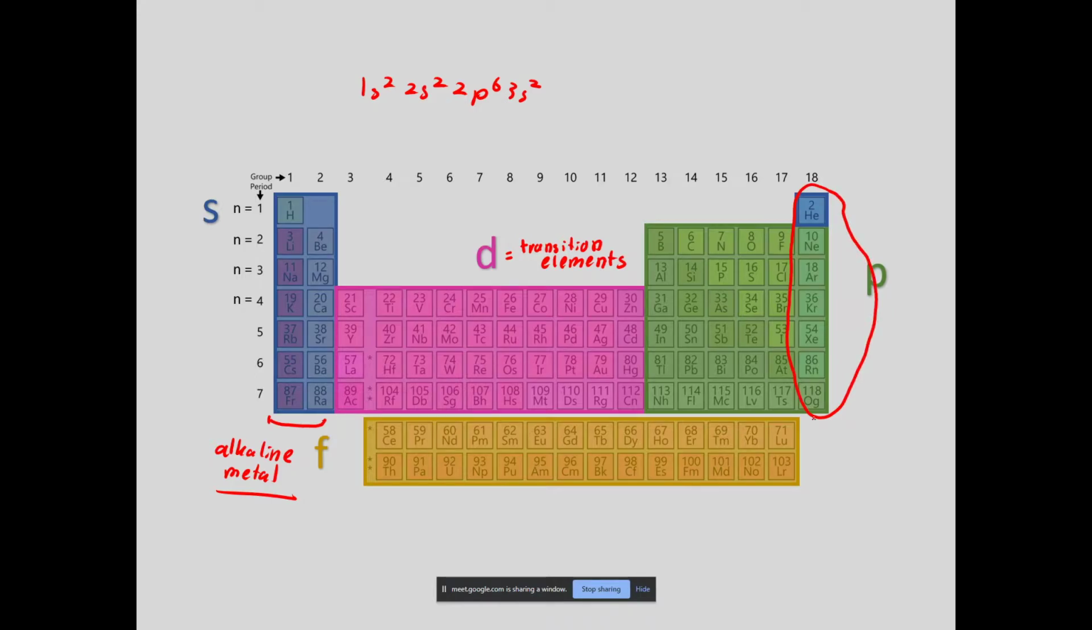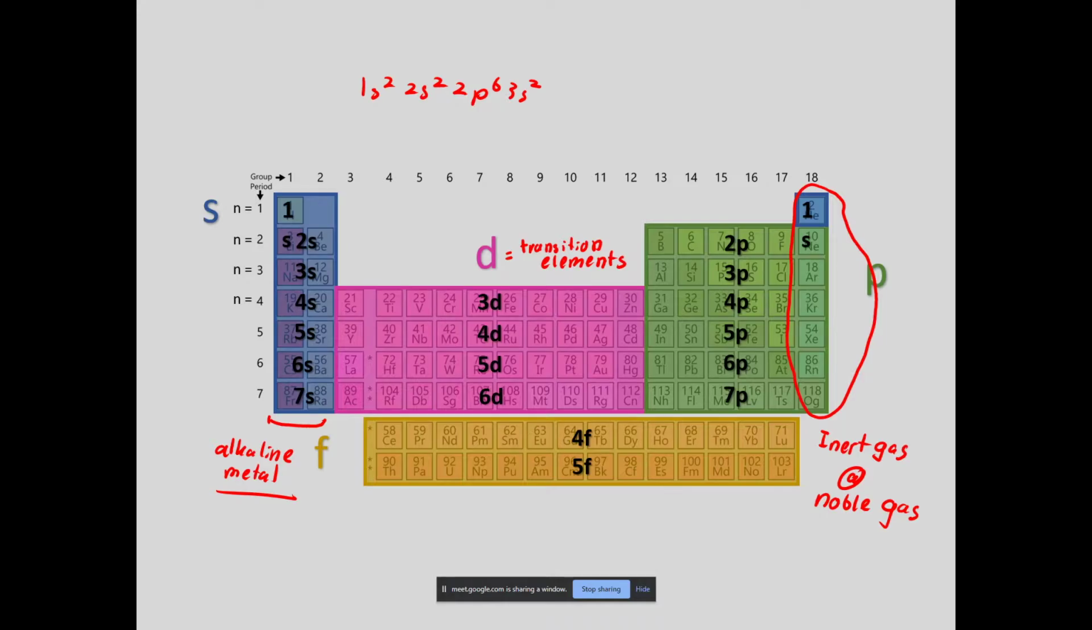Saya ingat dah. So this is called inert gas, ataupun noble gas. Okay, so this is mostly yang you guys perlu tahulah, yang ada nama yang lain. So alkaline metal, transition element, and last kali is noble gas.